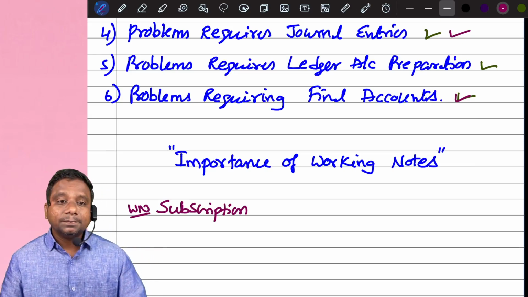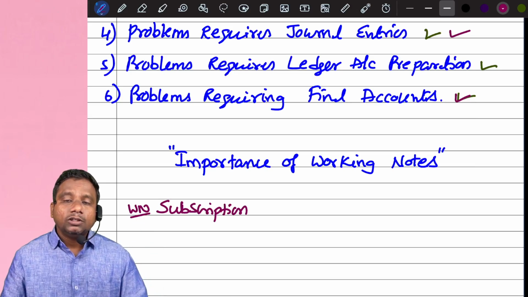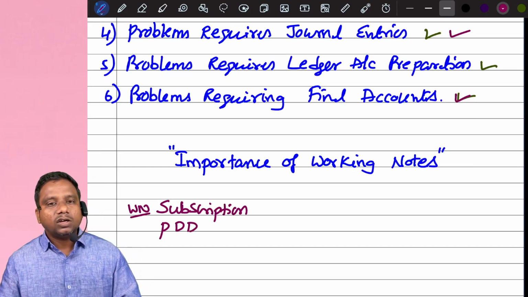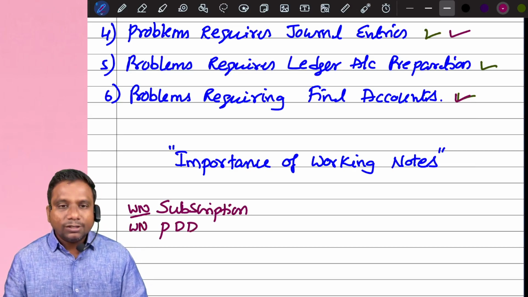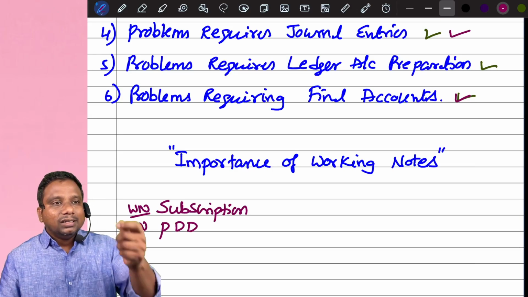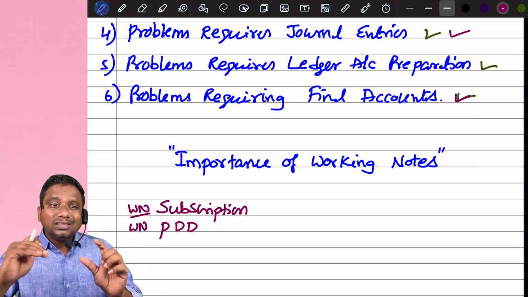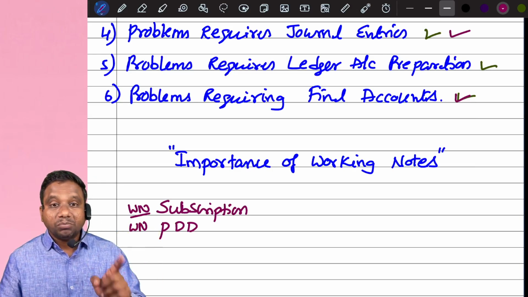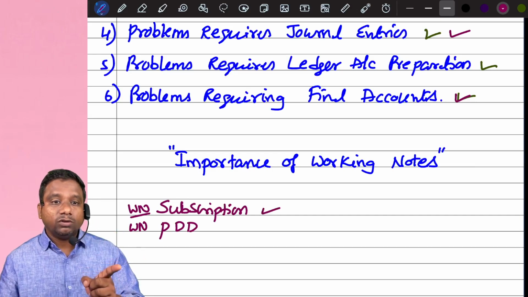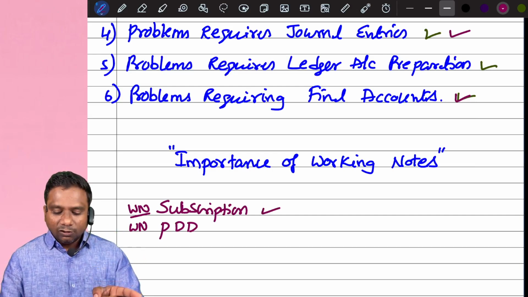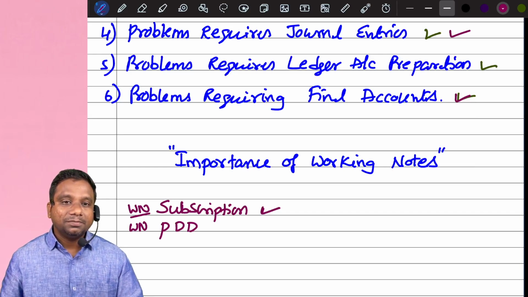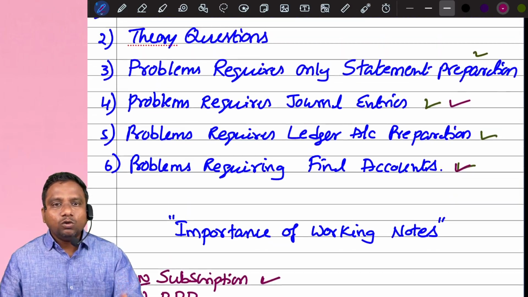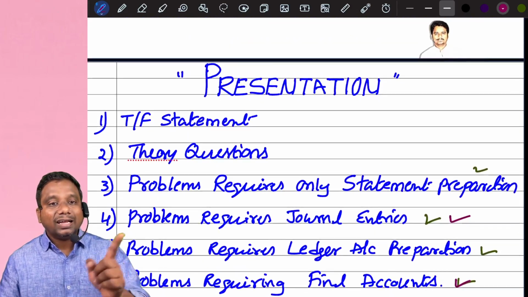It has some marks. In case of final accounts of a sole proprietor, suppose provision for doubtful debts is there. You prepare a working note for provision for doubtful debts. In the problem, you identify what is the major working note. For small things, they don't expect any working note. But for major calculations, they expect a working note compulsorily. Working notes will carry some marks. Yes or no, students? Yes, sir. So this is how you have to present your accounts question paper.